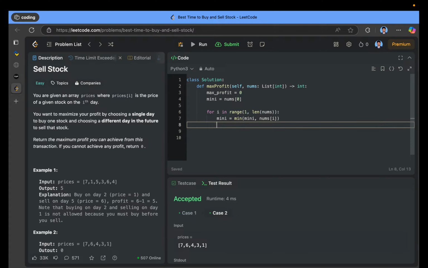Then I just max profit is equal to max of max profit, nums i minus mini.